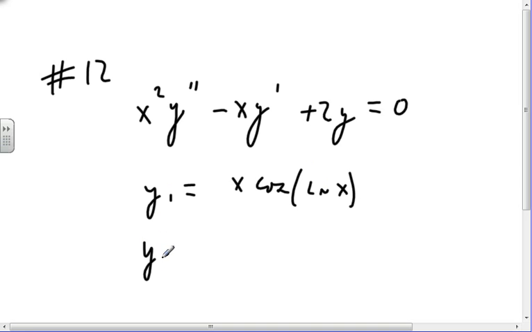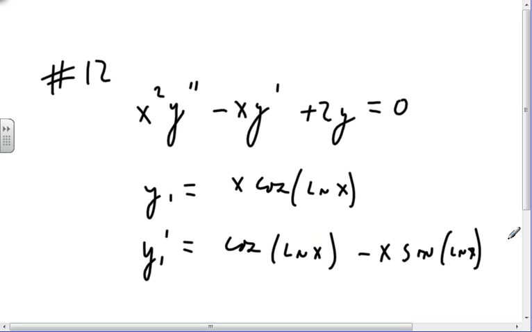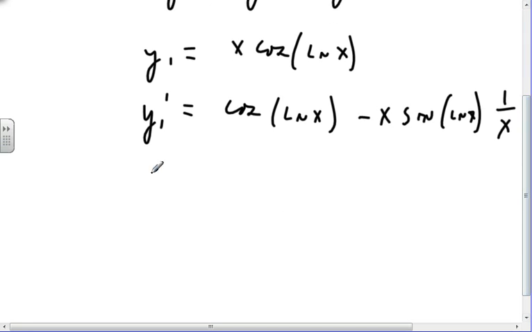All right, so y1 prime is going to be cosine natural log of x plus x times minus, that's a minus sign, I knew it was a minus sign, minus x sine natural log of x times 1 over x. Okay, so we'll rewrite that as cosine natural log of x minus sine natural log of x.